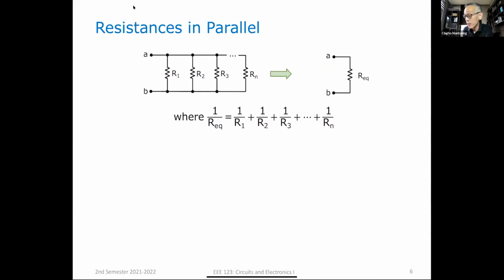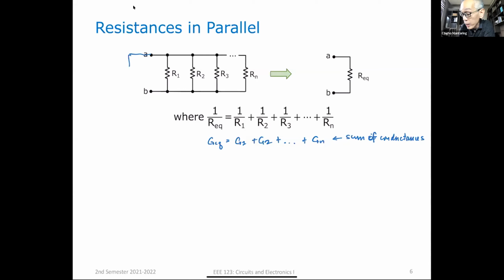G is conductance. So in effect, this equation can be written as G equivalent is equal to G1 plus G2 all the way to plus Gn. So this is the sum of conductances. Okay, sum of conductances. And it's very easy to show that the left circuit and the right circuit are equivalent. We can do the same thing.